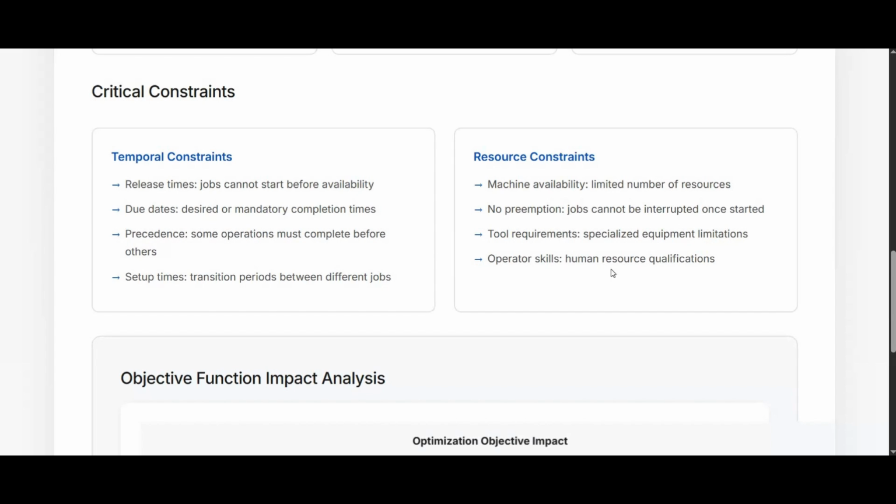Resource constraints, on the other hand, are about availability and capability. Machines might be limited in number, so jobs can't be interrupted once they start. That's called no preemption. There might also be specific tool requirements or even skill constraints for human operators.